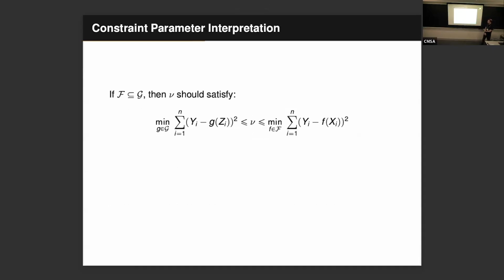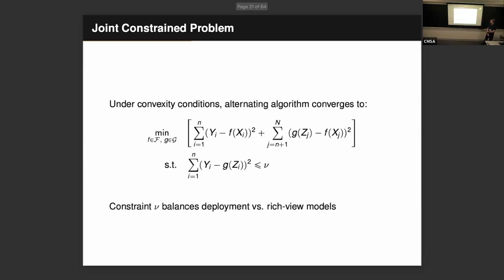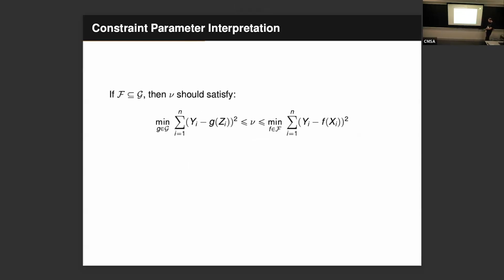Okay, so just a few more comments about what this new parameter is. So if the function classes are nested in this way, so if F is a subset of G, then my parameter nu should satisfy this inequality. So this is like the feasible set for which nu belongs. So at the lower end, I have the smallest error that I can get if I'm predicting Y with the rich view models over the function class. And then on the upper end, I have the smallest that I can make the error if I'm predicting Y with just the features X alone.